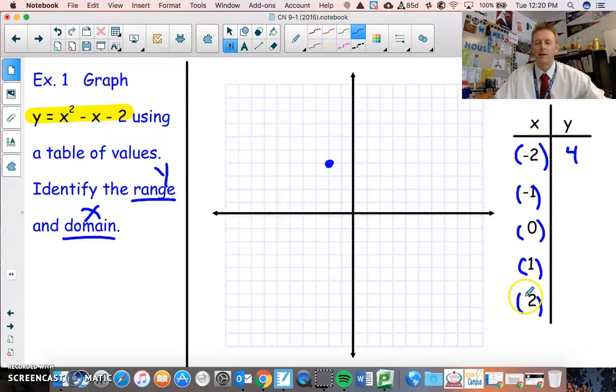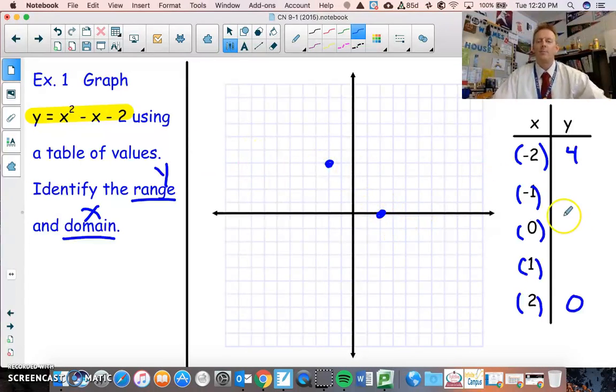Now, when I plug in this +2, I should also get that exact same value. So let's check it out. 2 to the second power minus 2 gets me to a 0. Oh, we must not have ourselves an exact parabola going through the 0, 0. So we're going to have that issue going on. To the right, 1, 2, 0.